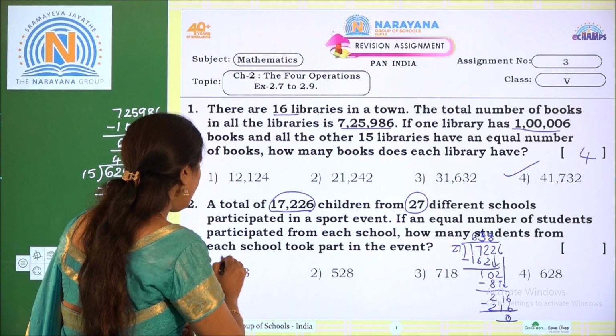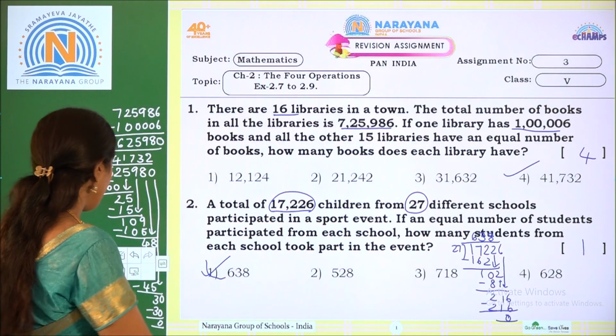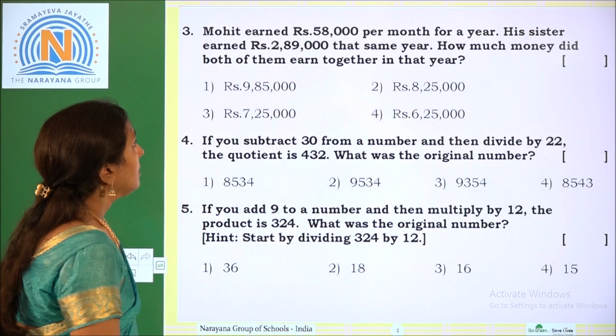So the option is 1. Required option is 1. Next one.